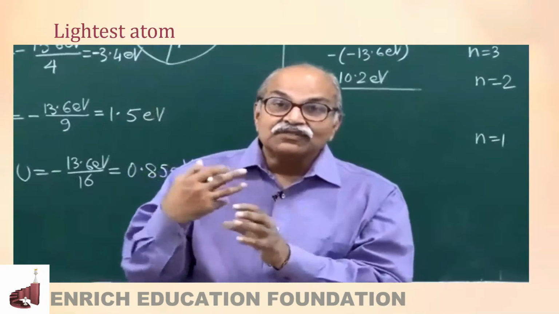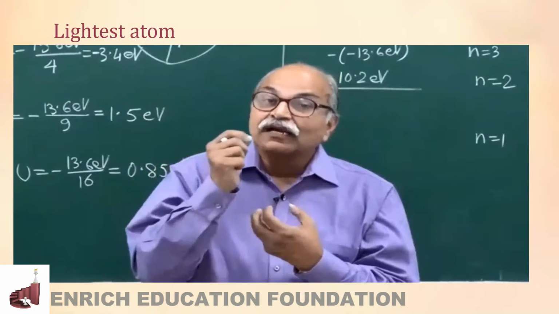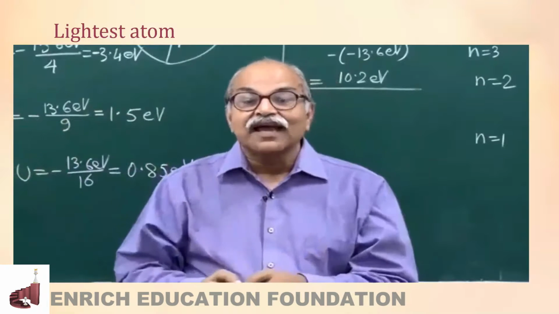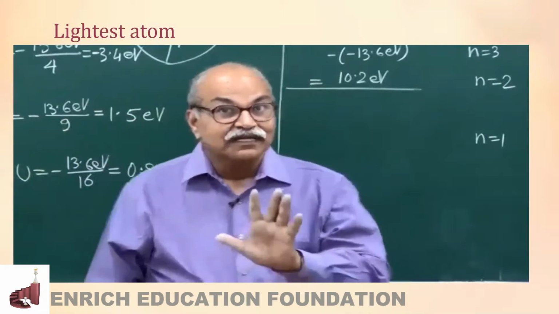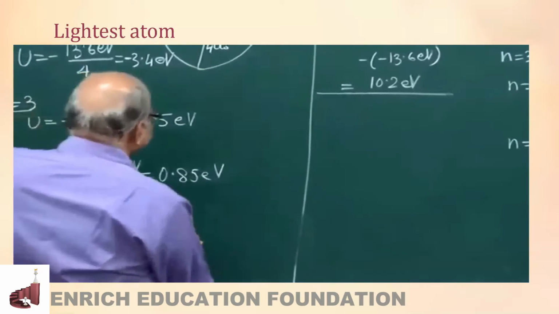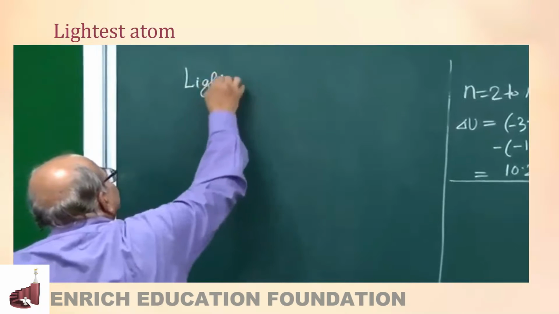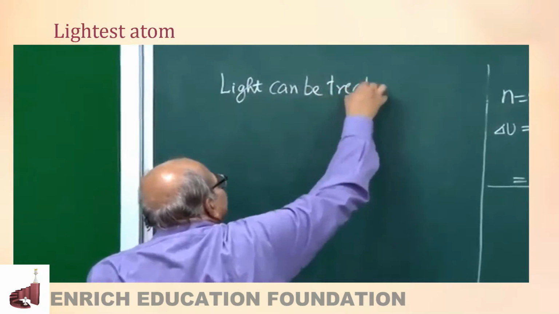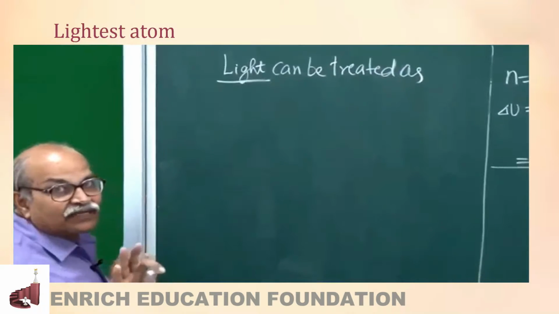Light sometimes shows up as a collection of particles. You can count how many particles are there, and each particle has an energy and a linear momentum, particle characteristics. So let me write that. So light can be treated as, light means any electromagnetic radiation, any electromagnetic radiation.